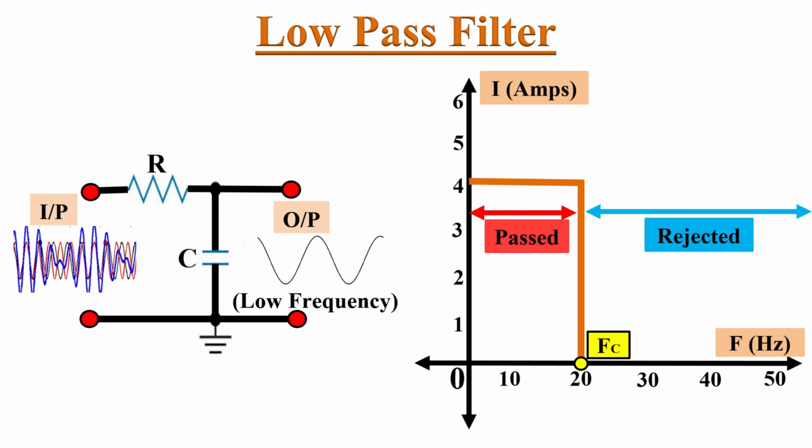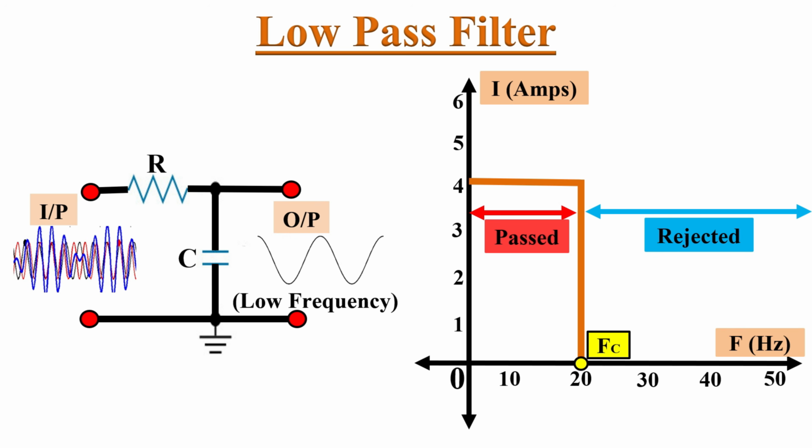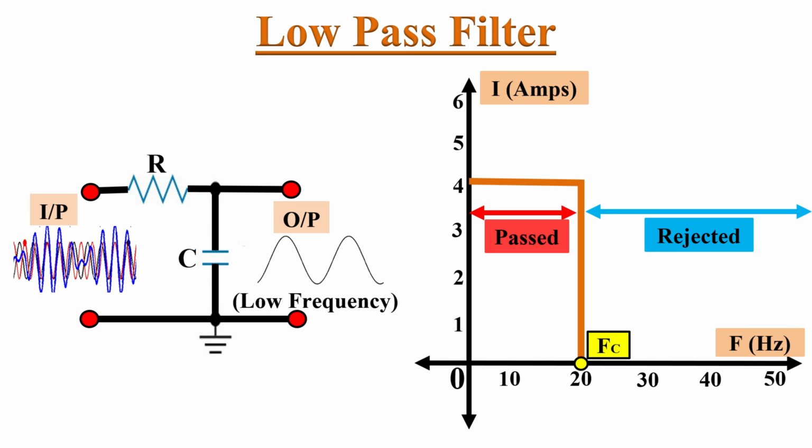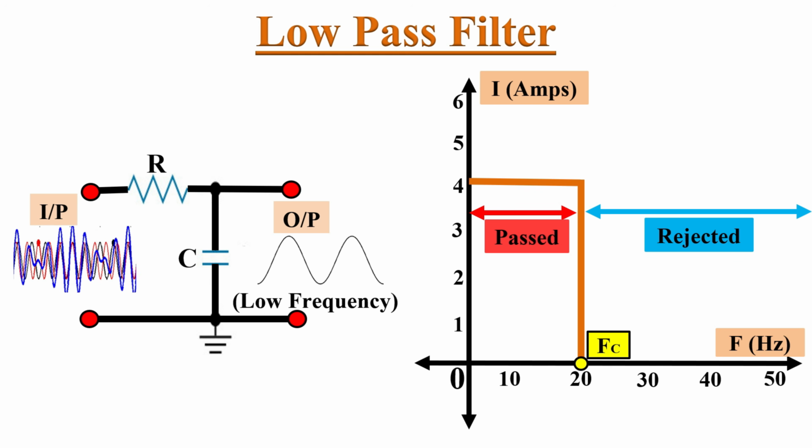Here, by observing the frequency spectrum of an ideal low pass filter, we can understand that from 0 to 20 Hz, this filter passes all signals and rejects all signals above 20 Hz frequency.